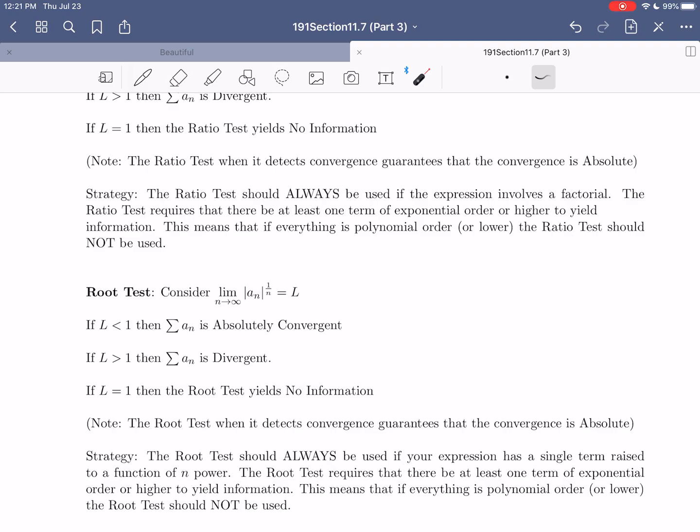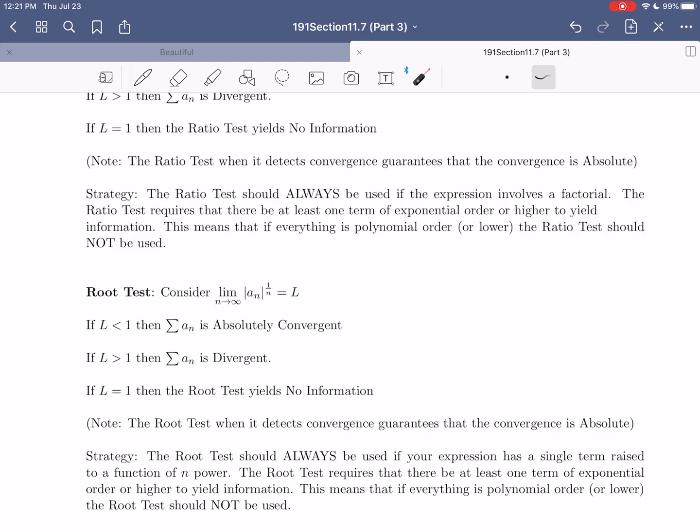So there we go in terms of quickly summarizing all of the tests that we've covered from 11.2 through 11.6. We've also now discussed how to strategize and choose these different tests. Keep in mind that testing series for convergence and divergence is very similar to integration in the sense that there's no immediate way, when you're just given a series, to know exactly what you're supposed to do. You have to play around with it. It's more of a creative process.